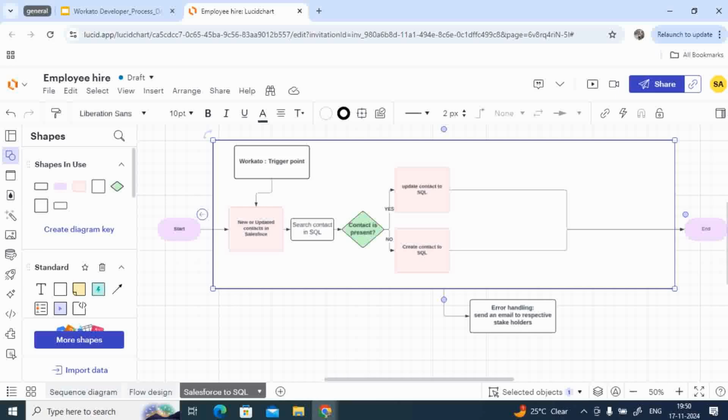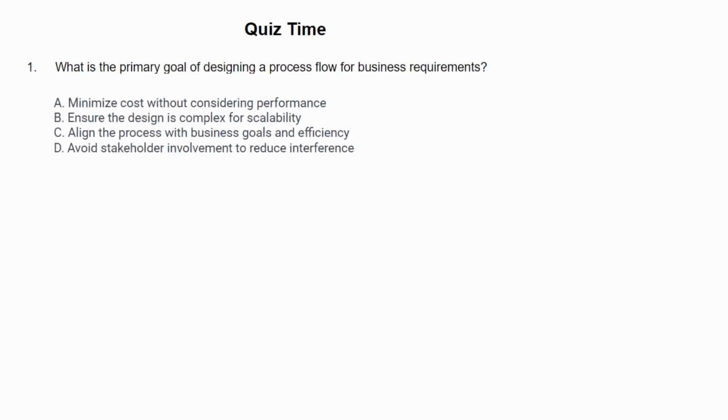Before we finish our session today, we'll go back to our presentation and do a quiz, as we always do. Our first question is: what is the primary goal of designing a process flow for business requirements? First, minimize cost without considering performance. Second, ensure the design is complex for scalability. Third, align the process with business goals and efficiency. Fourth, avoid stakeholder involvement to reduce interference.